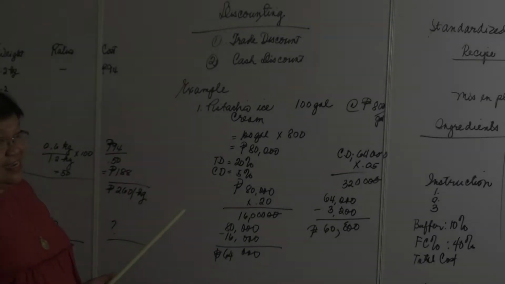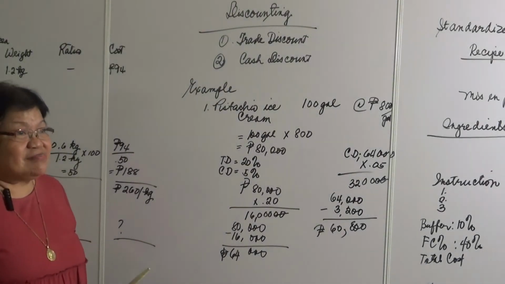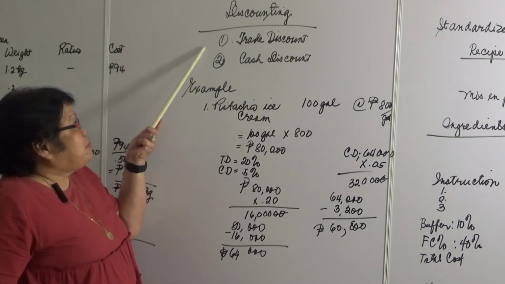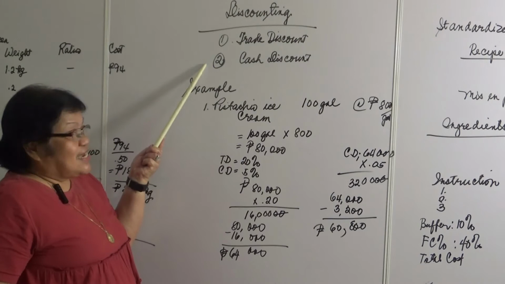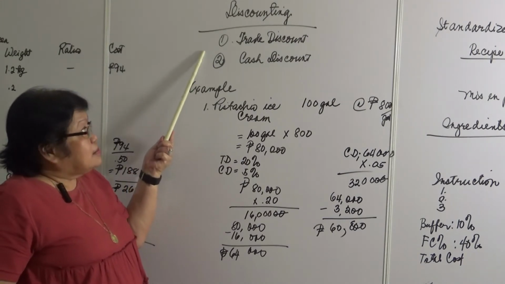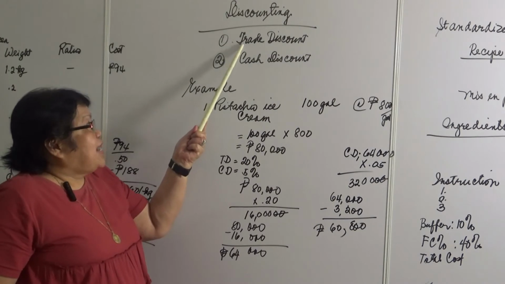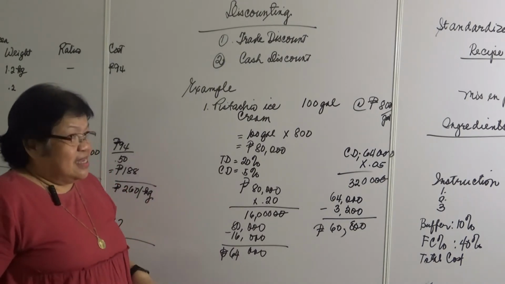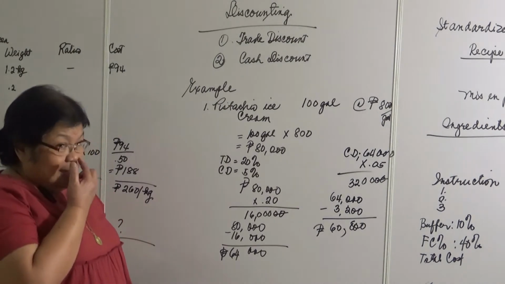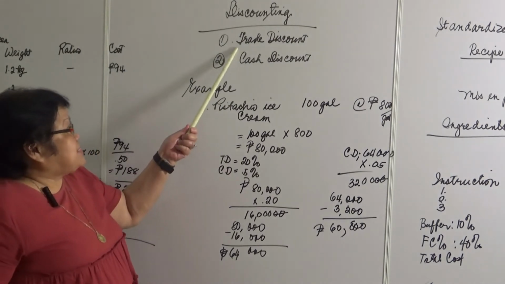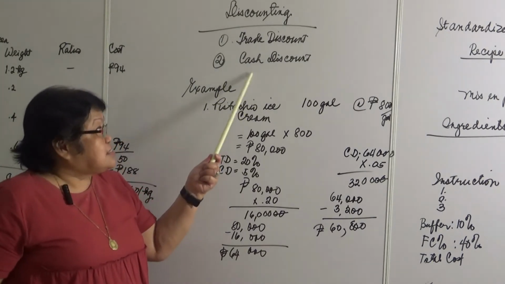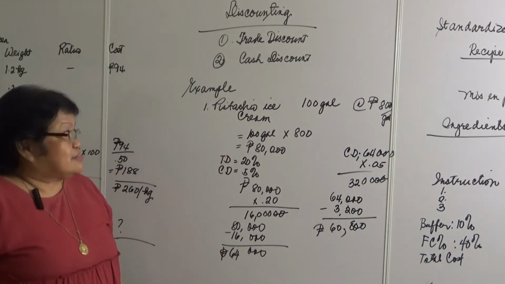Part of purchasing is buying with a discount. So we need to find out how to compute for the trade discount and the cash discount. Because you are buying in bulk, you are provided a trade discount. It is a known practice in the business. And then if you pay within 7 days, that's considered to be cash discount.